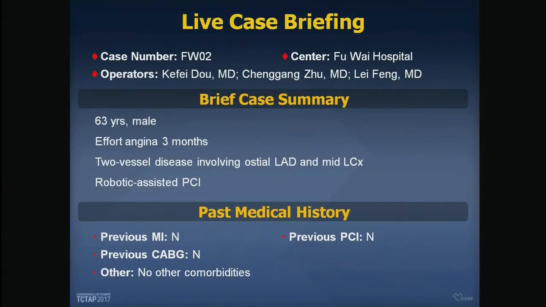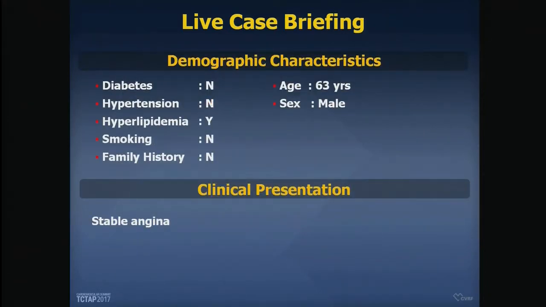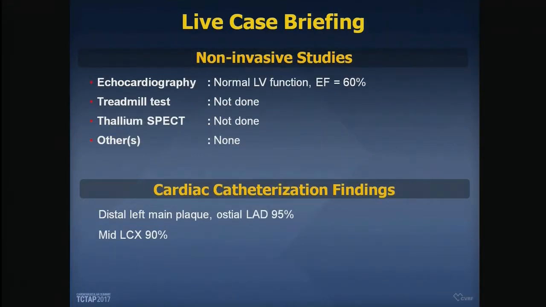This is a 63-year-old gentleman. He suffered from angina for 3 months. He had no previous myocardial infarction or previous PCI. The risk factor is only hyperlipidemia. The clinical presentation is stable angina. Echocardiography showed the ejection fraction is 60%, which is normal. And today we did a diagnostic angiography again.